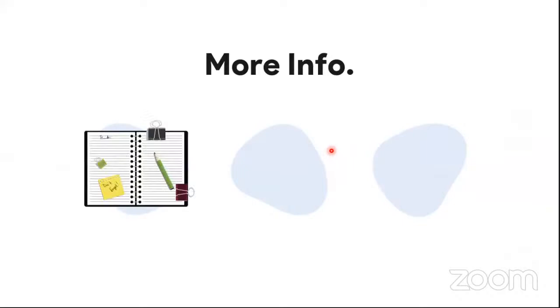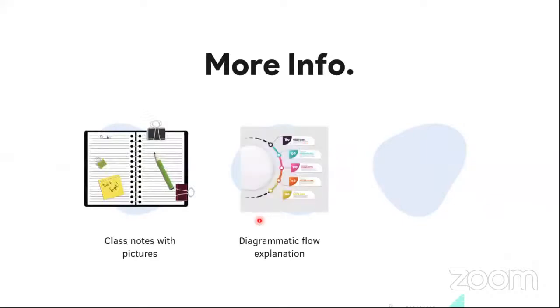So the next one is that you will get class notes with pictures and diagrammatic flow explanation. The trainer will try to give each and everything to you in pictures because one picture is equal to 100 words. Your brain will easily understand the pictures. The brain's language is pictures only. So you will easily understand each and everything the trainer tries to convey to you.